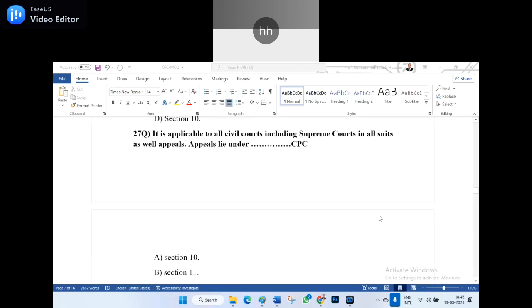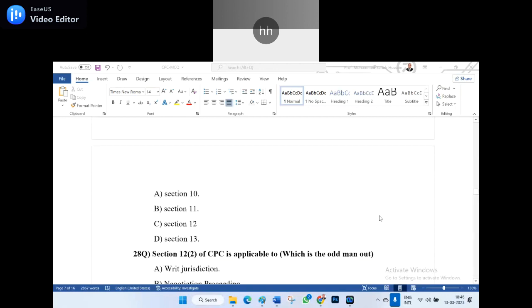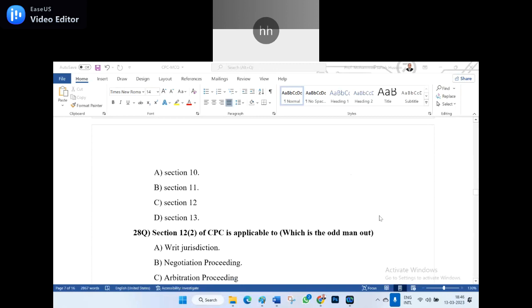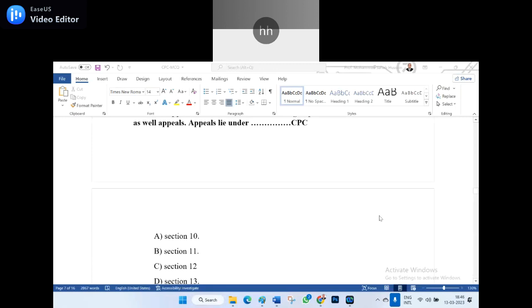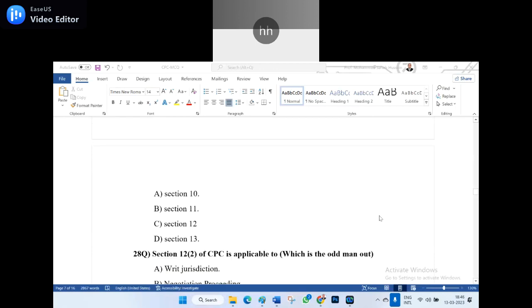The question is, it is applicable to all the civil courts, including the Supreme Court, in all suits as well as appeals. Appeal lies under dash of the CPC of 1908. A, B, C, D. Shoot. Section 11, sir. D. Section 11 is the right answer for this question. For the 27th question, Section 11 is the right answer.